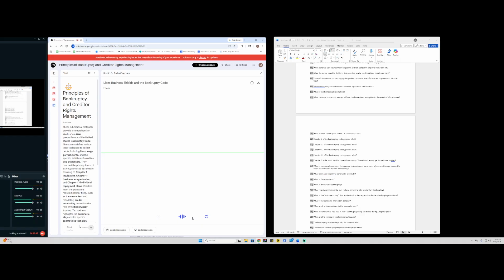So, if the surety pays the debtor's debt, can the surety use the right of reimbursement to get paid from the original debtor? Is that like suing them?